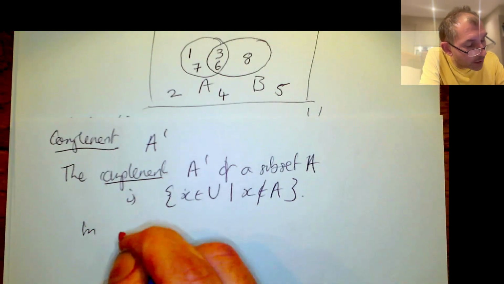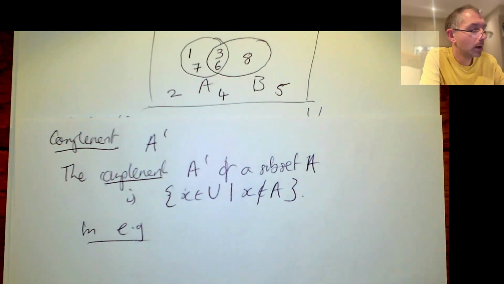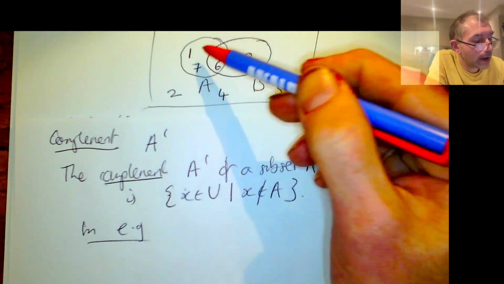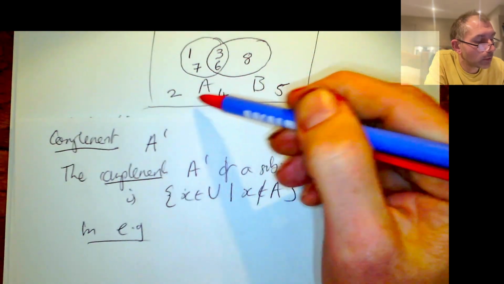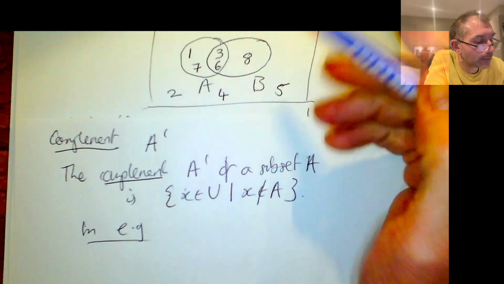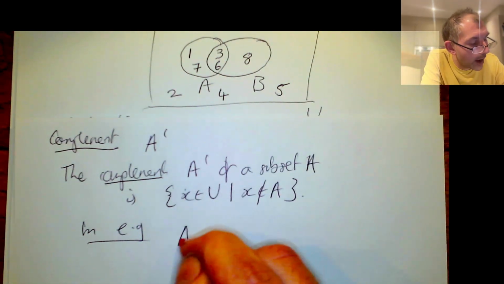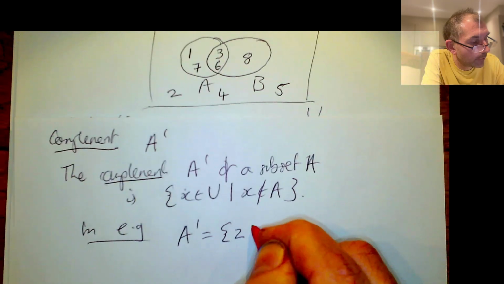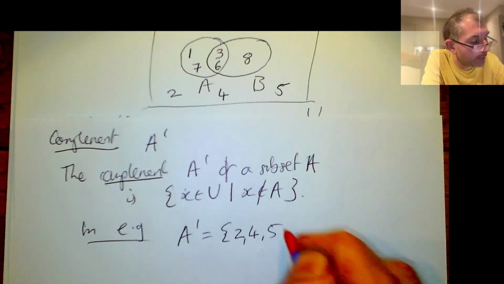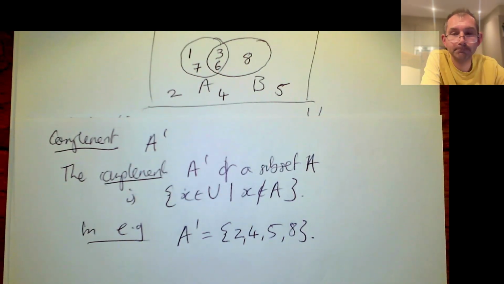So in the example, well, we've got in A, we've got 1, 3, 6, and 7. So we just want to put in all the other numbers that are not in there. So A dashed is equal to 2, 4, 5, 8. Okay.